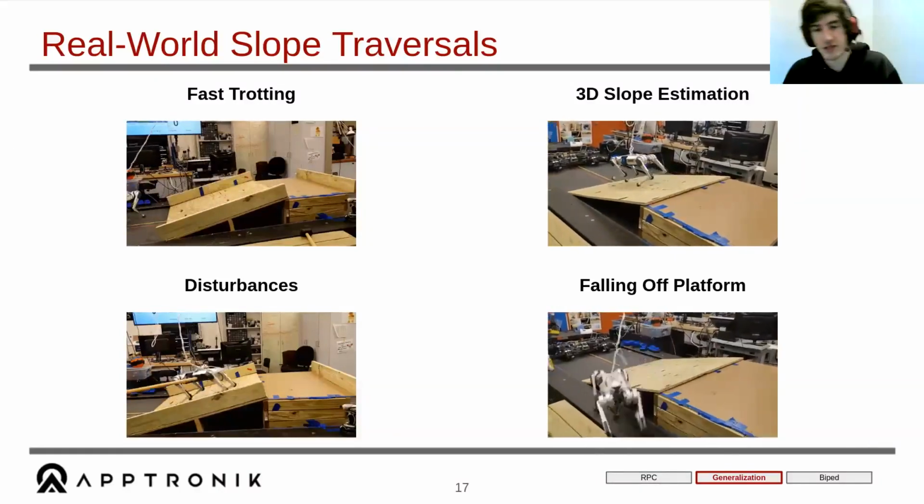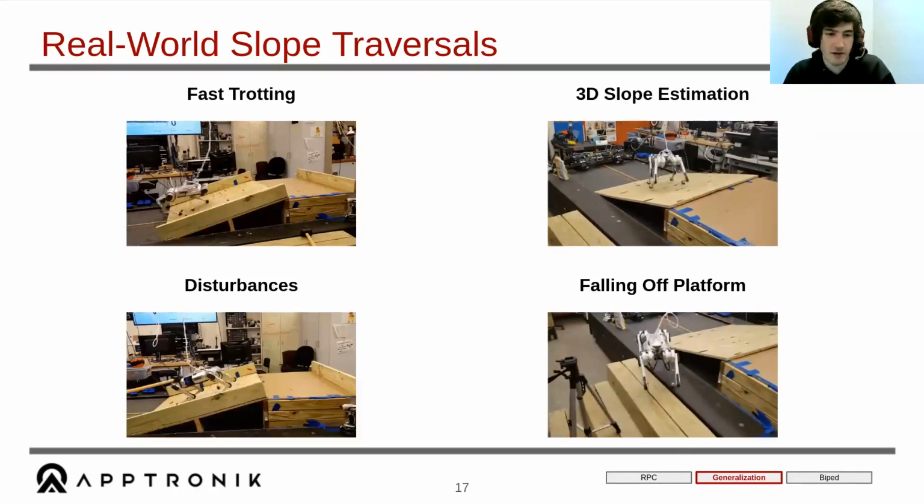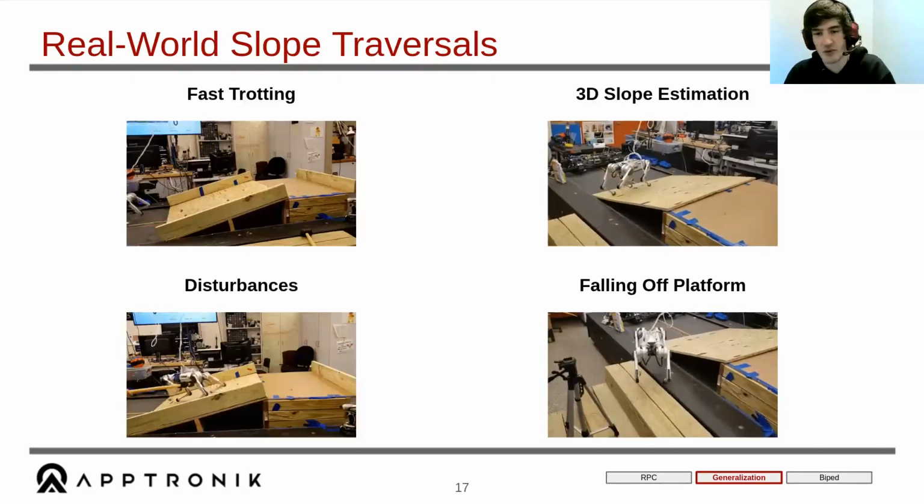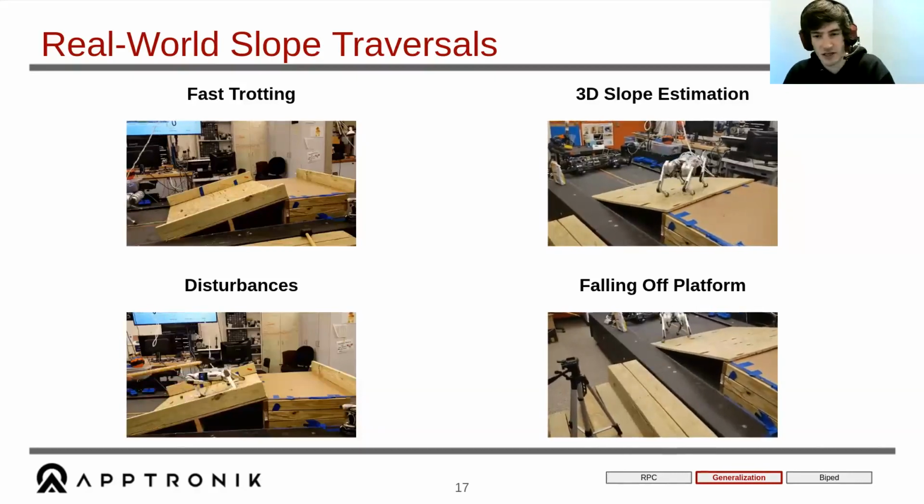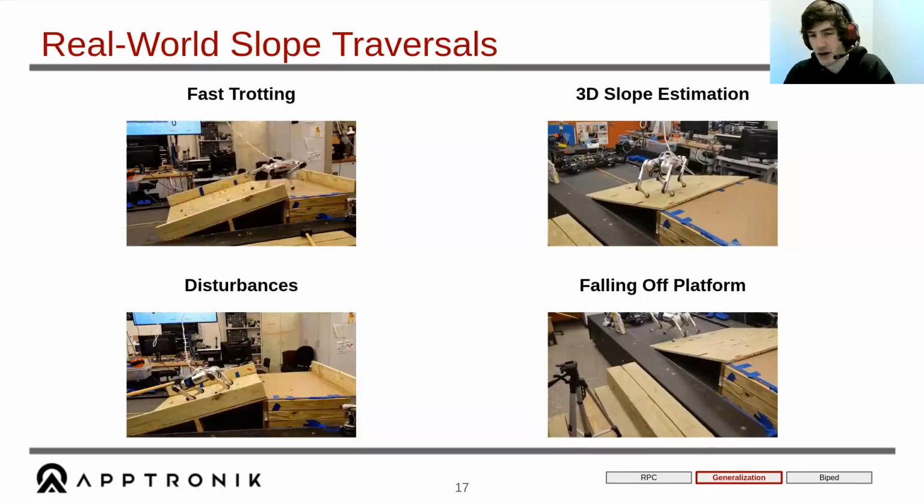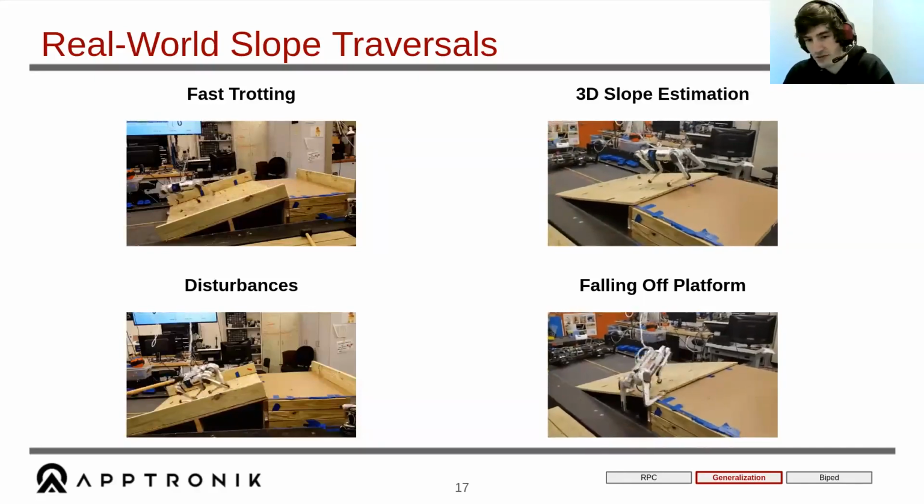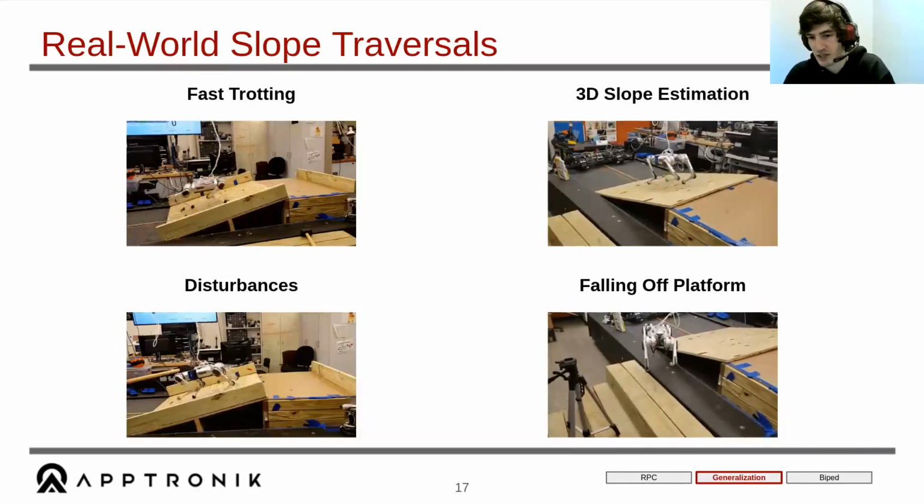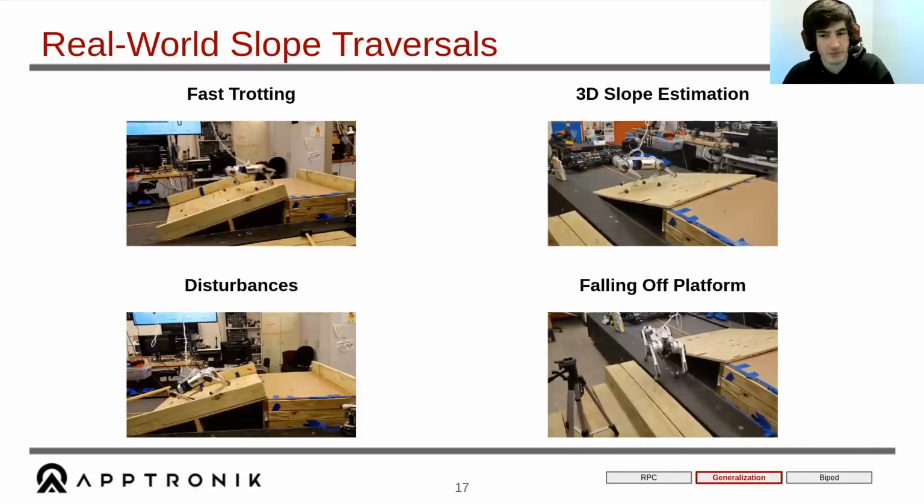And this video is one of my favorite from the Mini Cheetah. It just shows how robust this controller actually is. You have the robot walking around on this platform, and it falls off, but it's able to actually stabilize itself and continue walking.